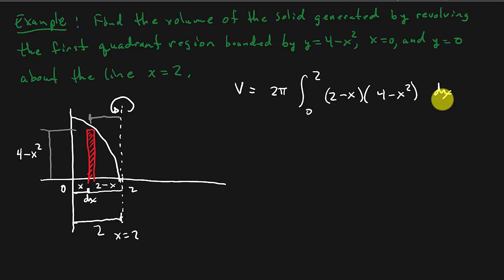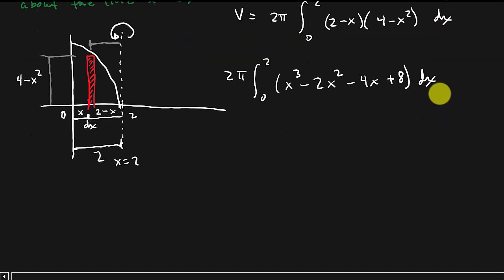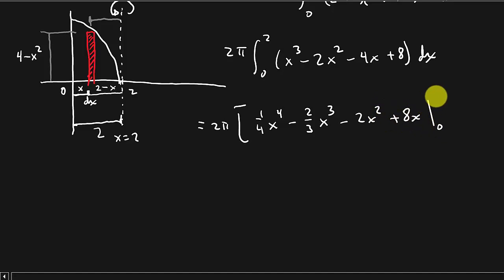And then when I multiply all that out, I get 2 pi from 0 to 2, and when you multiply that all out, you end up with x cubed minus 2x squared minus 4x plus 8 times dx. And so now we integrate, so that's going to be 2 pi times 1/4 x to the 4th minus 2/3 x cubed minus 2x squared plus 8x, and that's from 0 to 2.